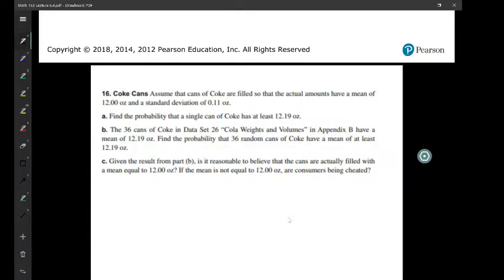Let's take a look at this example. So assume that cans of Coke are filled so that actual amounts have a mean of 12.0 ounces and a standard deviation of 0.11 ounces. So find the probability that a single can of Coke has at least 12.19 ounces.